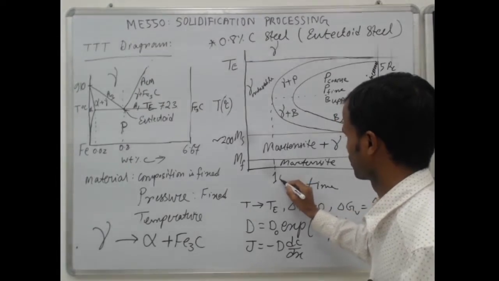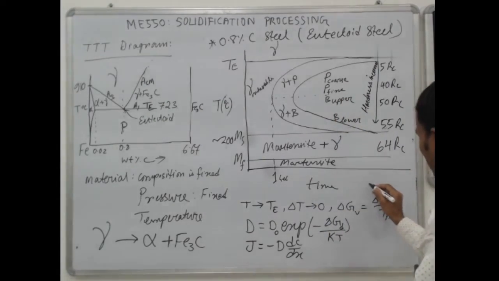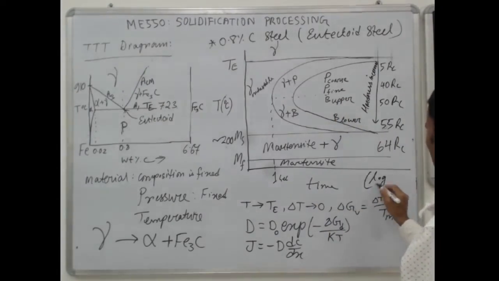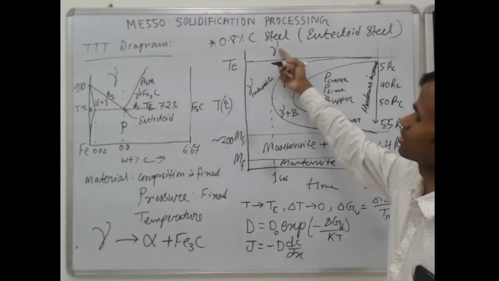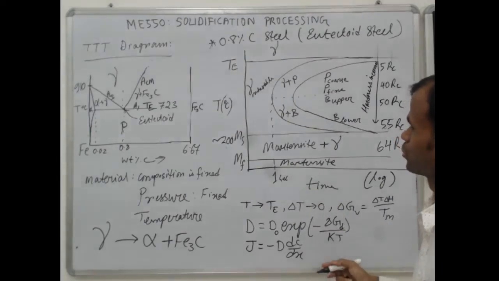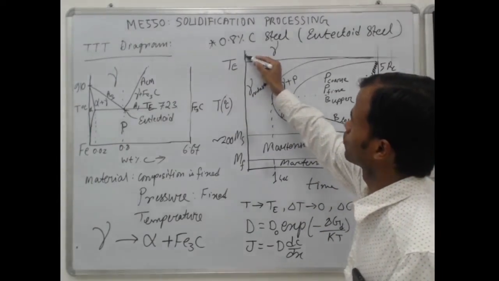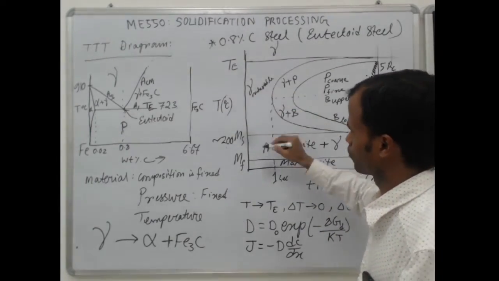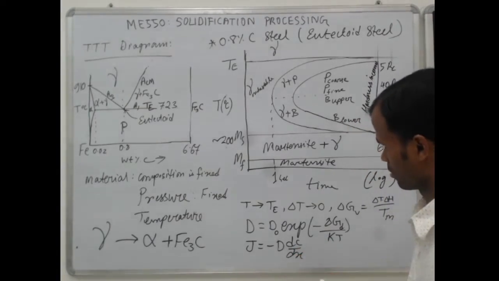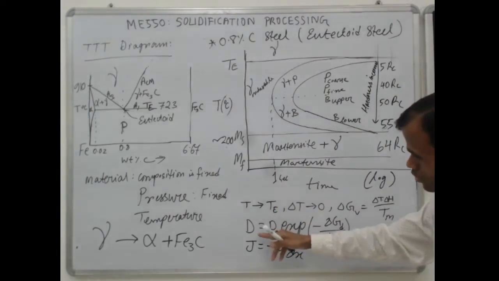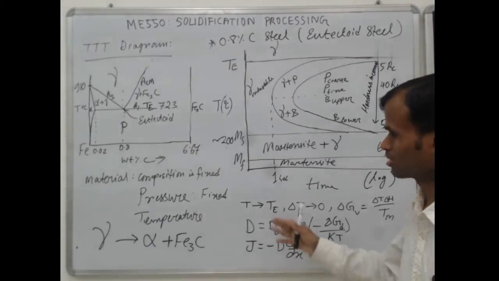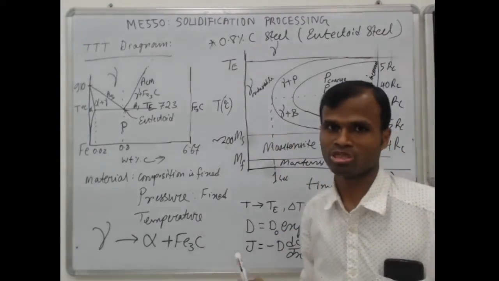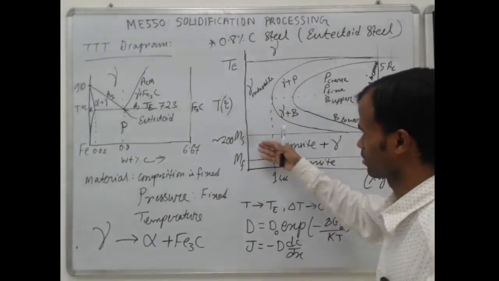It is 1 second. This axis, time, is plotted in log scale. For 0.8% steel it is still around 1 second. So what happened? Your cooling rate is so fast and undercooling is so high, the temperature is so low that diffusion becomes impossible. So it is actually a diffusionless transformation, a martensitic transformation.